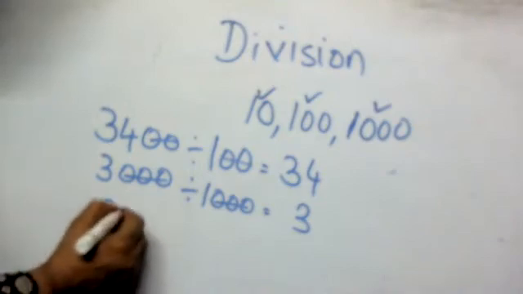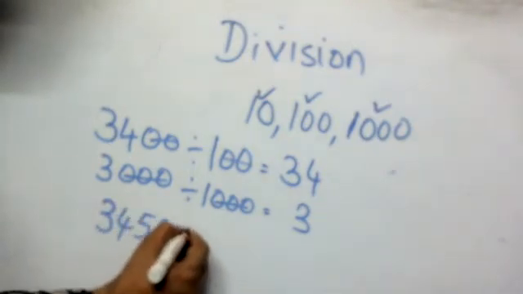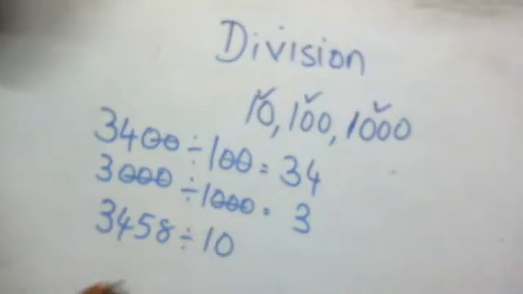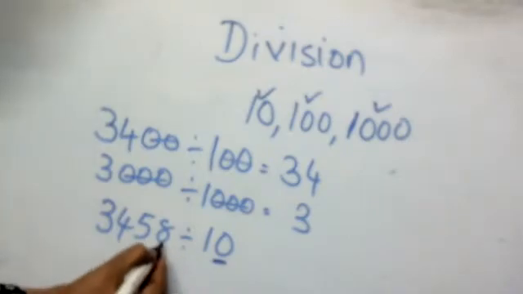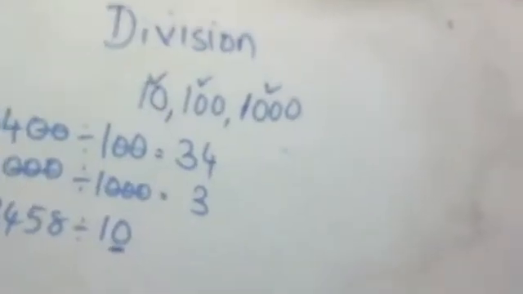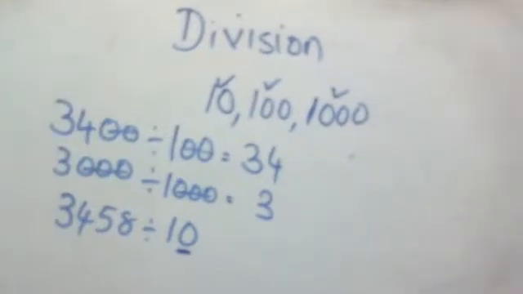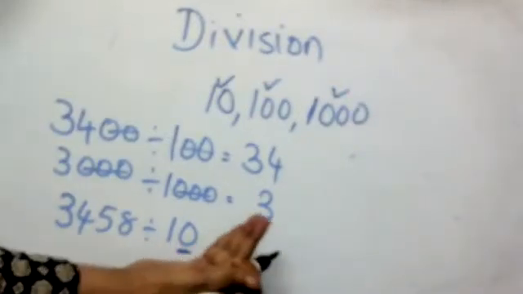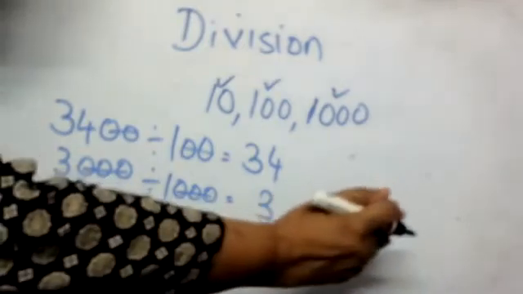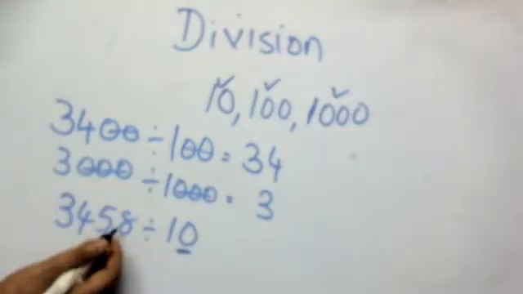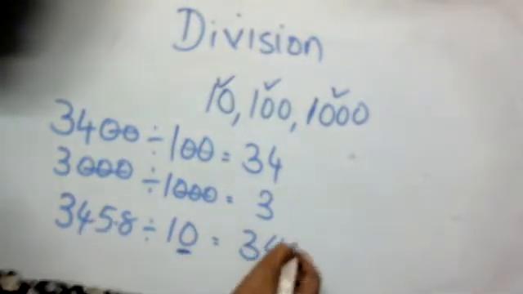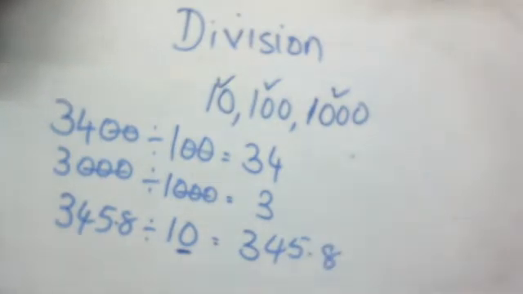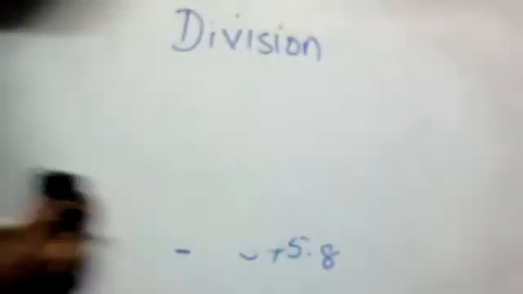But if it is 3458, there are no zeros to be cut and you want to divide by 10. So what will you do? The decimal place will come. Where will the decimal place come? Just concentrate. The decimal place will come from the right side, 1 place. So it will be 345.8. Okay? You understood. I will give you one more sum.